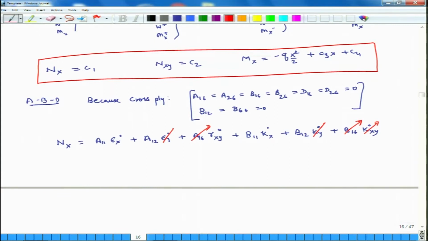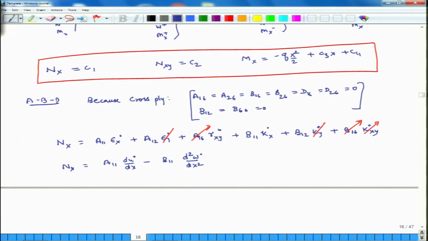So, what this gives us is equal to A11 du naught over dx minus B11 d2 w naught over dx square, which is Nx. Okay. So, now you see the coupling very explicitly. Nx is a function of u and w. In the symmetric laminate, this B term would have been 0. So, Nx would only depend on u, but here Nx depends on u as well as on w. So, it is a coupled problem.